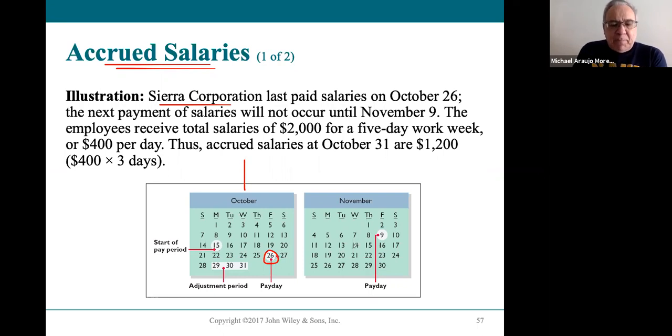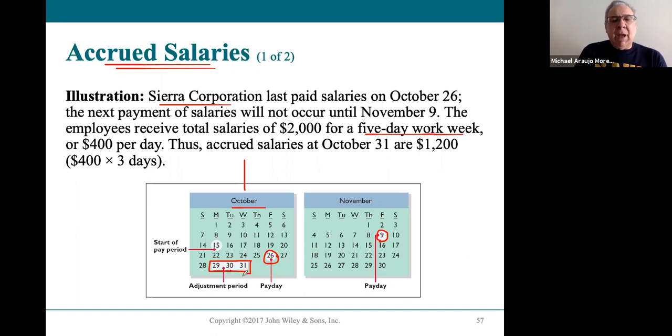Their next payday isn't until Friday, November the 9th. Well, the issue is that they're only a 5-day business, so they only work Monday to Friday. The Monday, Tuesday, and Wednesday, October 29, 30, and 31, is work done in October that won't be paid until November. So these 3 work days should be expensed in October because they happened in October.